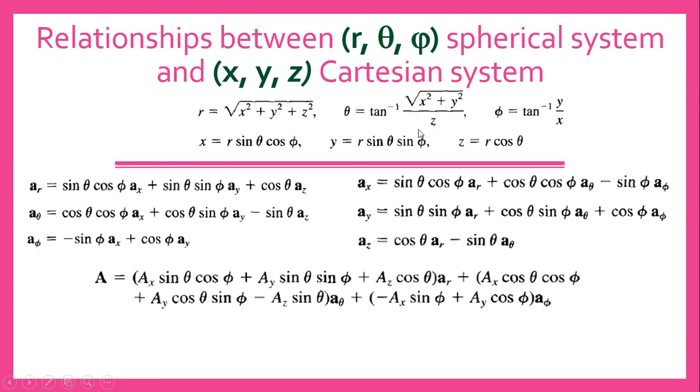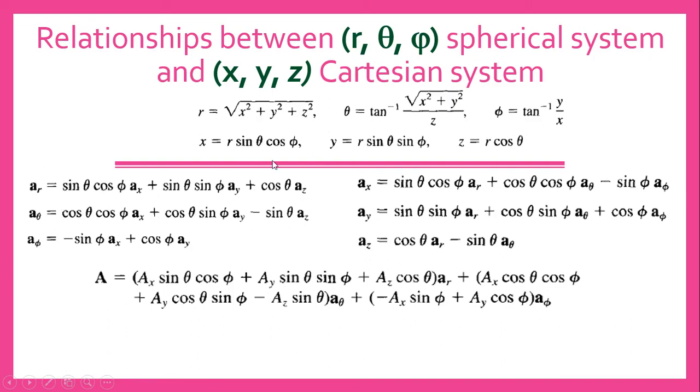If you know the spherical coordinates, you can find out the Cartesian: x equal to r sin theta cos phi, y equal to r sin theta sin phi, and z equal to r cos theta. Likewise, this one is the coordinate transformation. You can transform the unit vectors also.